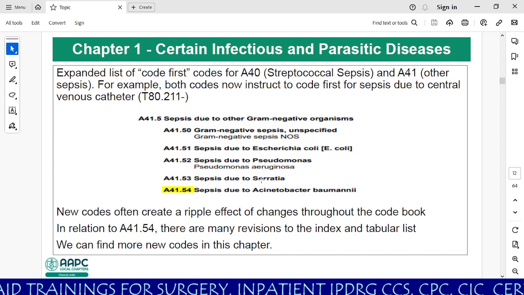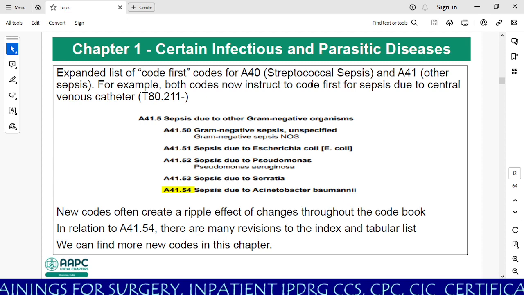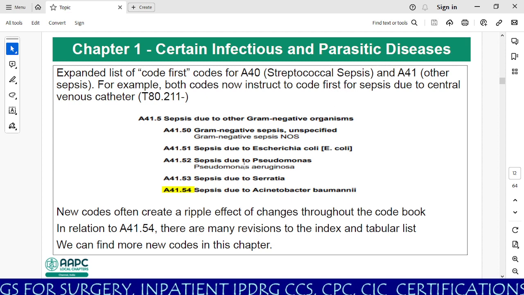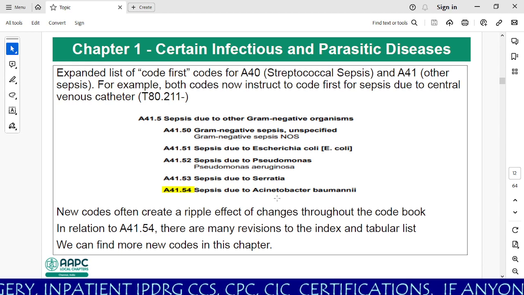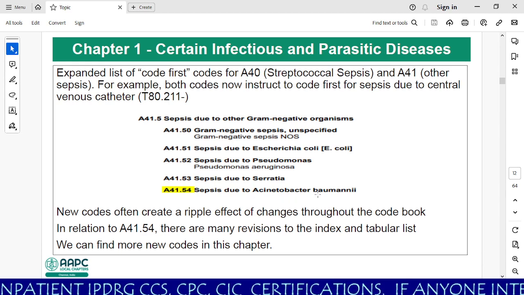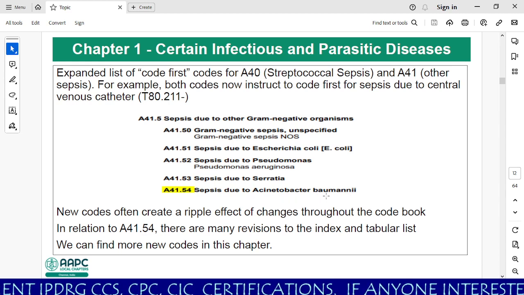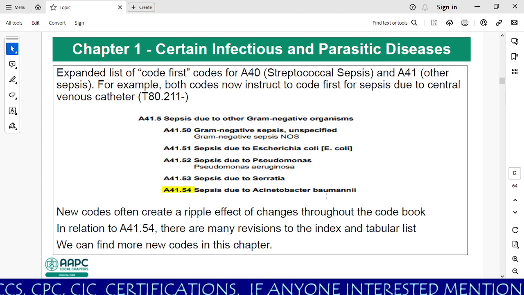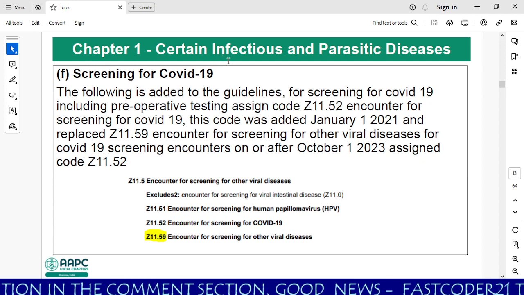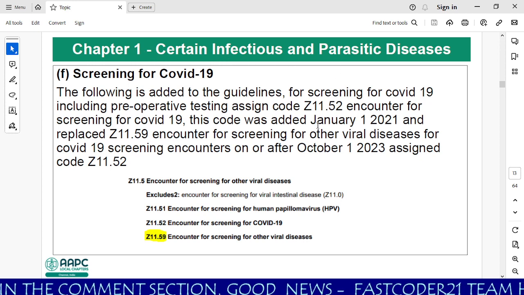In the new codes, under chapter 1, certain infectious and parasitic diseases, they have added A41.54, sepsis due to Acinetobacter baumannii. So this is an MCC code for 2024.